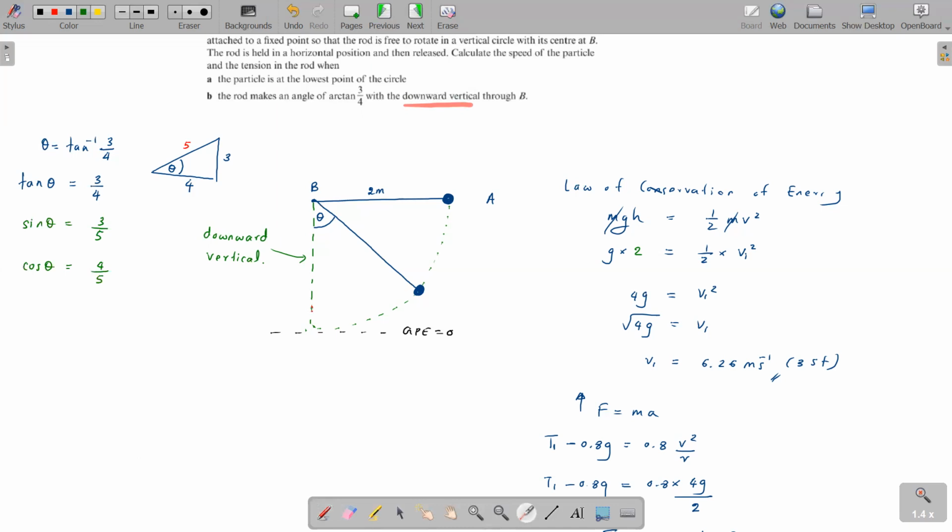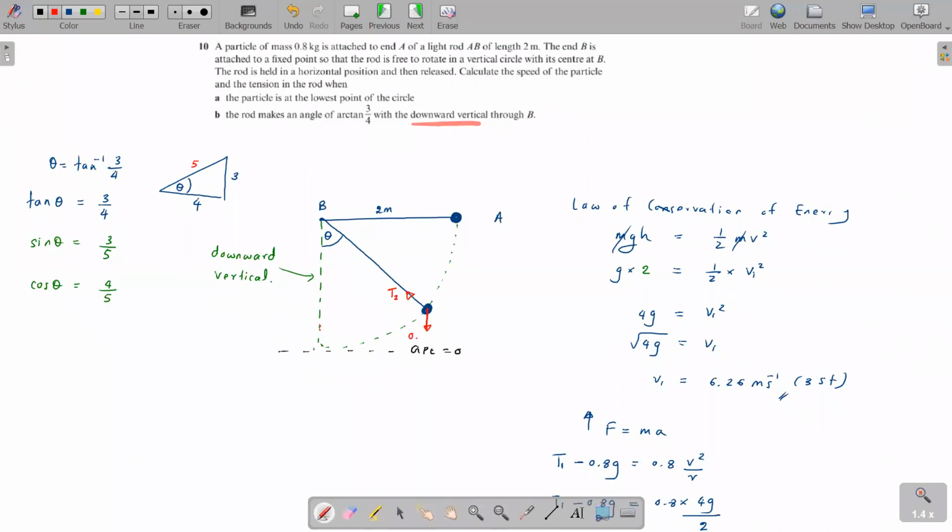And then what we do here, guys, is simply calculate the speed and the tension. So over here, let's say the speed is V2, and the tension is T2. Weight is acting directly down. Let me mark the weight first. How much was the weight? 0.8 g. So the particle is going with speed V2. All right, so this is the diagram. Now for this diagram, you have to find V2, the speed, and the tension T2.